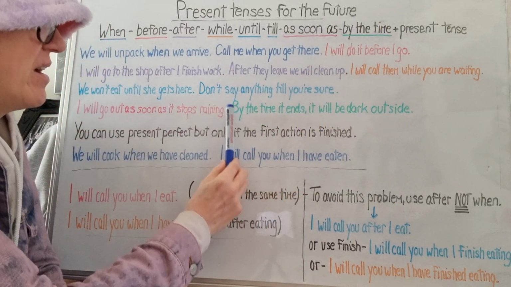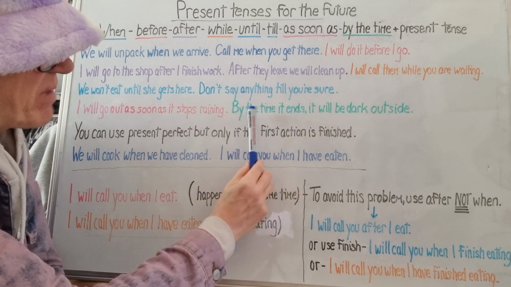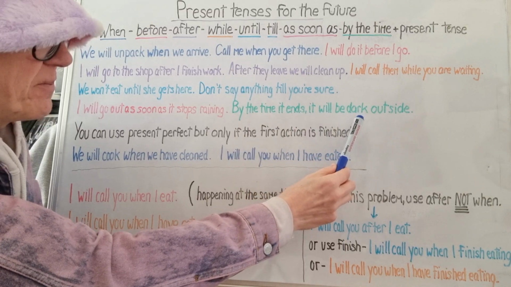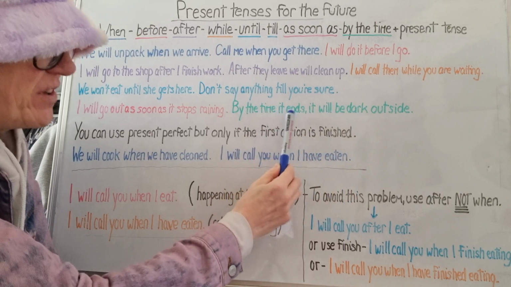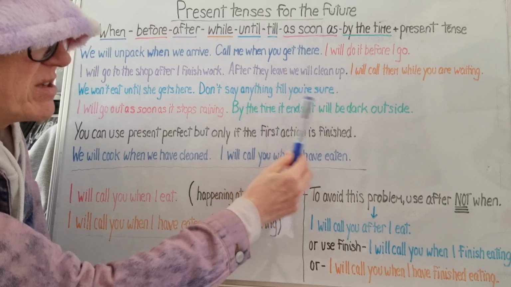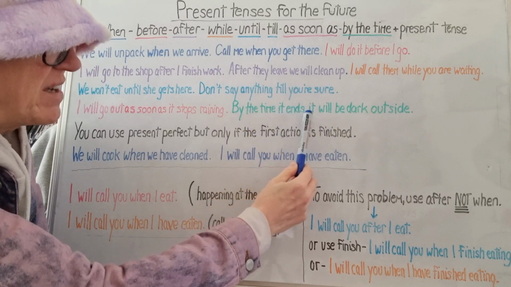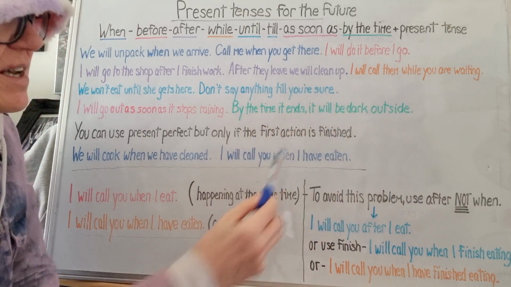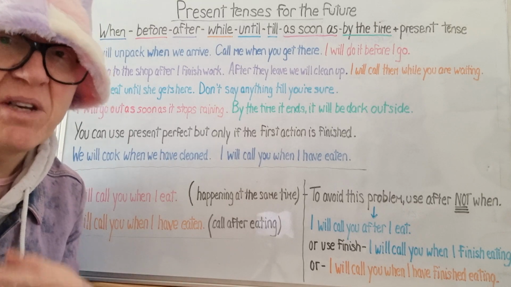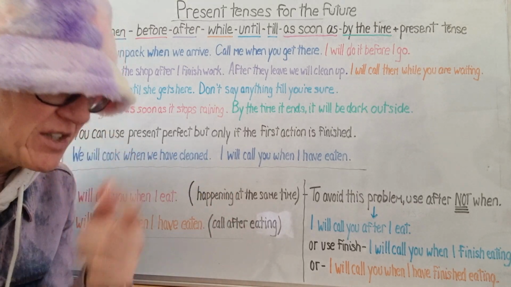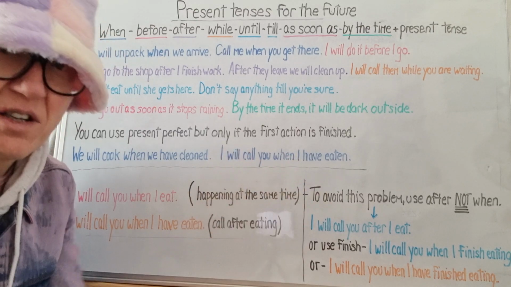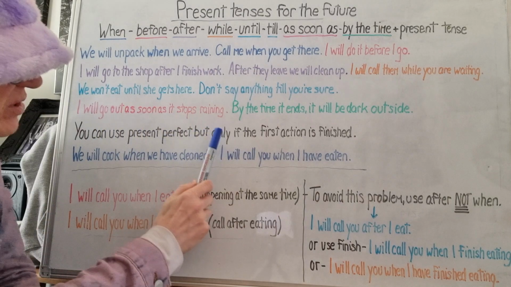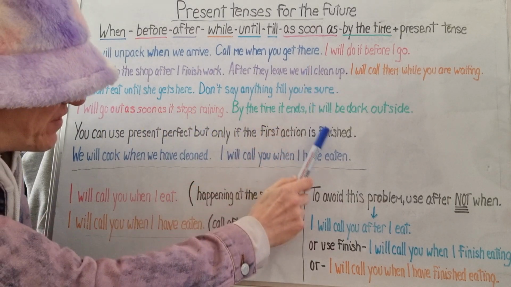Now, by the time. By the time it ends, not by the time it will end, by the time it ends, it will be dark outside, okay? The film, by the time the film ends, by the time the theatre performance ends, by the time the lecture ends, it will be dark outside. It is the weather. But we say, it is raining. It means the weather. It is sunny. It is cold. It is windy. It is dark.